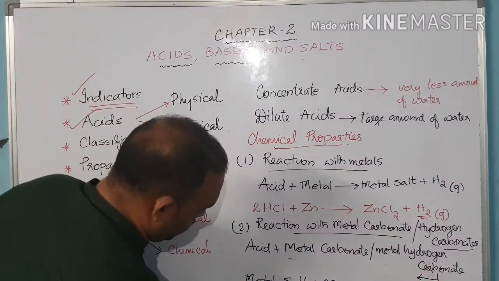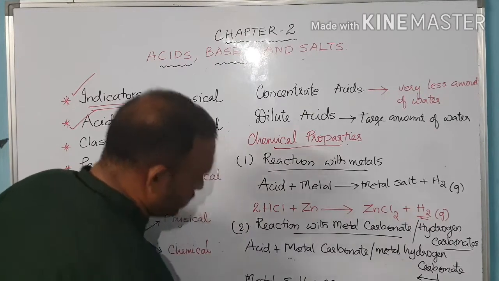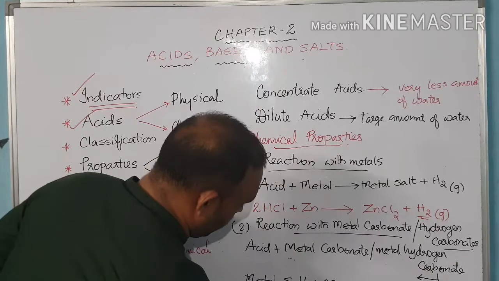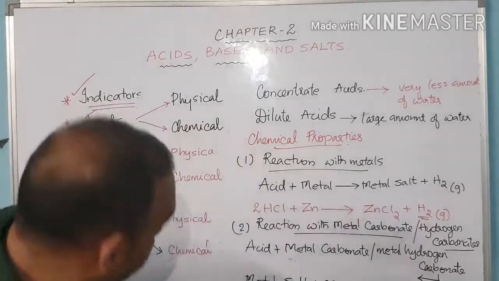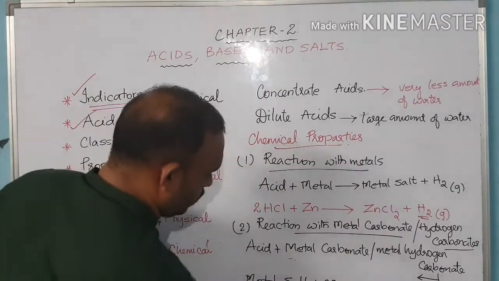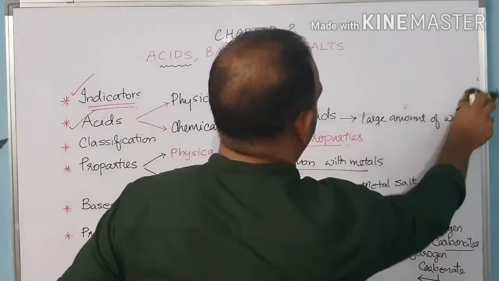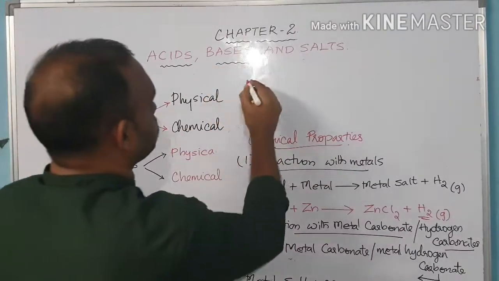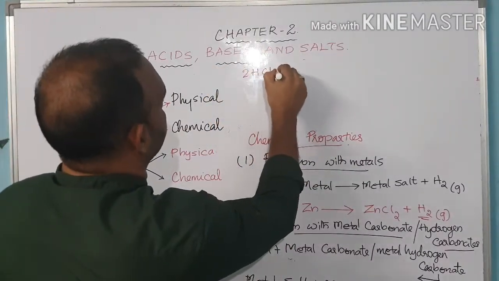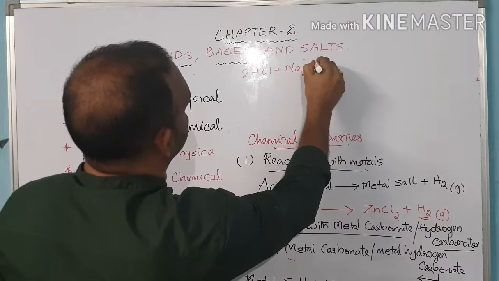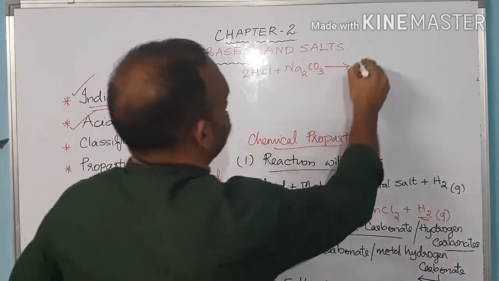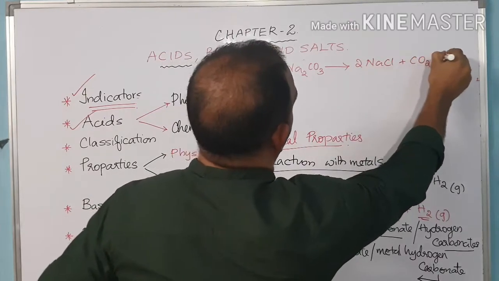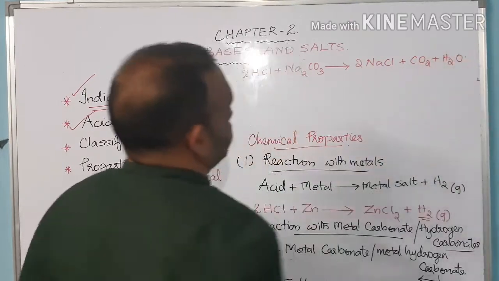We will take HCl here, HCl plus metal carbonate, common example, Na2CO3, sodium carbonate. I will write the example of the second chemical property here, that is 2HCl plus Na2CO3 gives 2NaCl plus CO2 plus H2O.